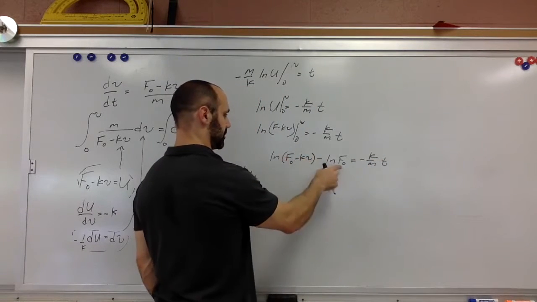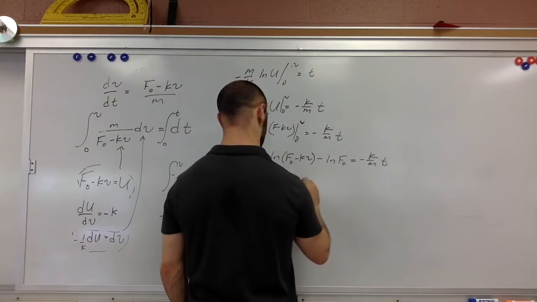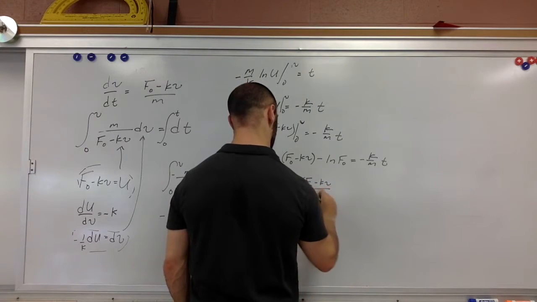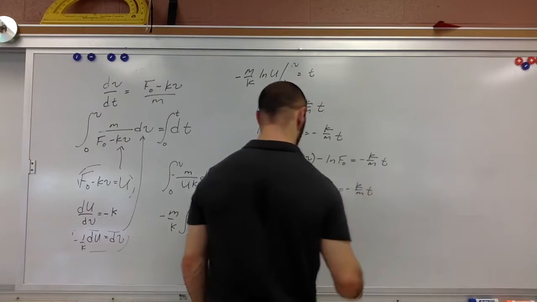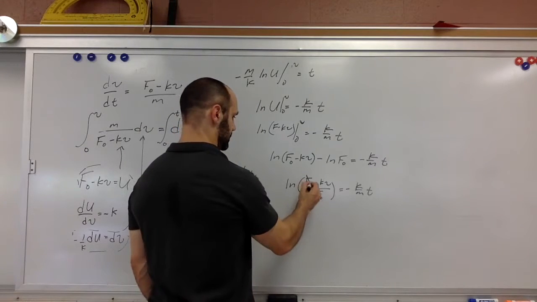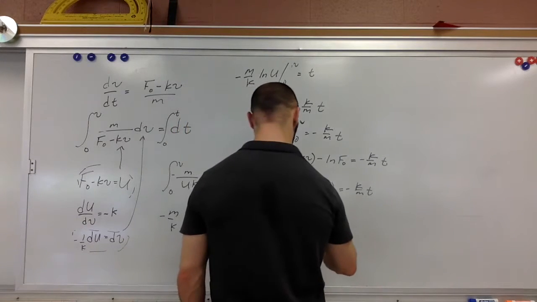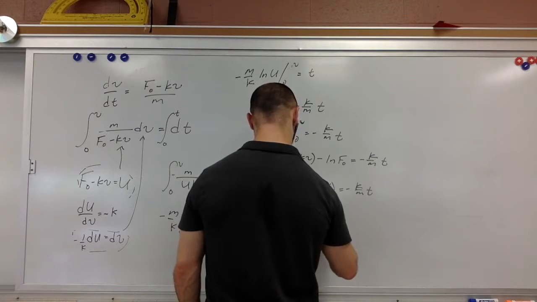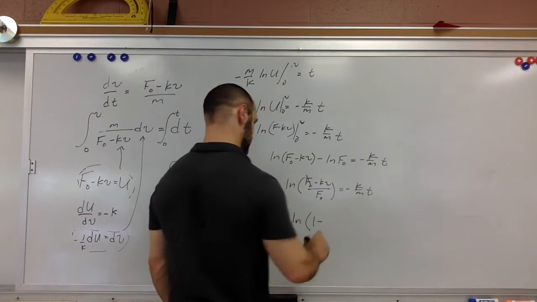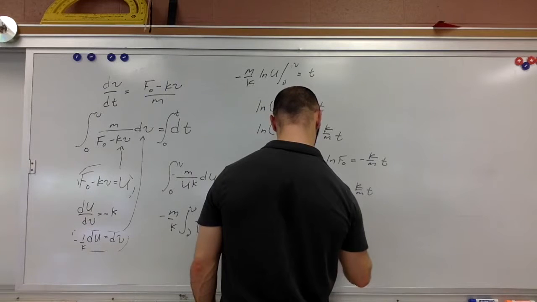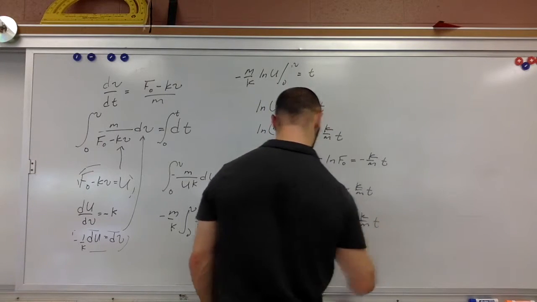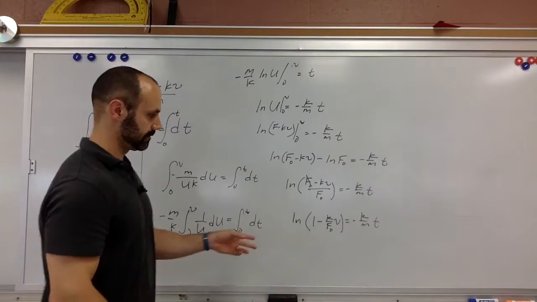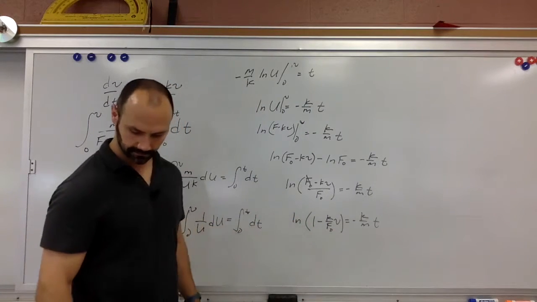Subtraction, though, means I can put this over this. So I get natural log of F naught minus kV over F naught equals negative k over m times t. So this can go out of there, and this just becomes natural log of 1 minus k over F naught times v equals negative k over m times t. Good. Now what I'll do is I'll take e to both sides.